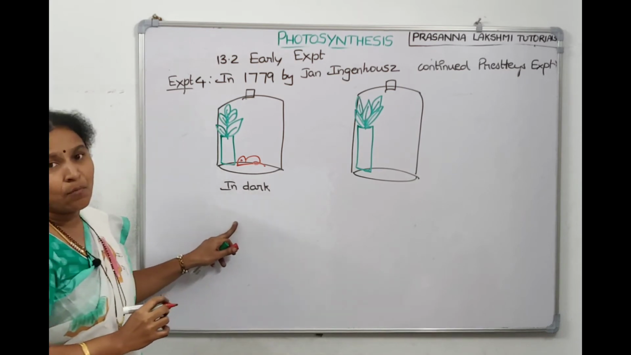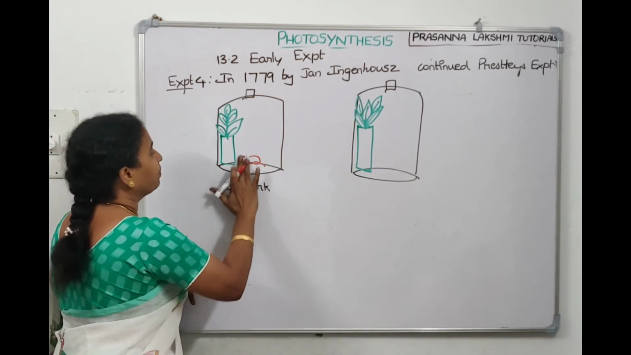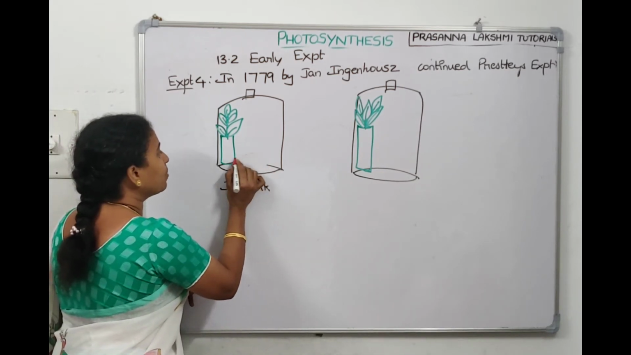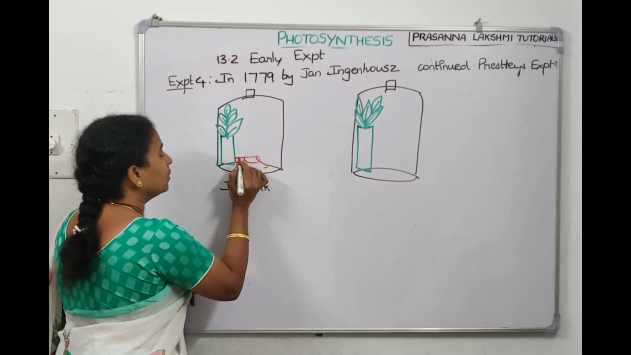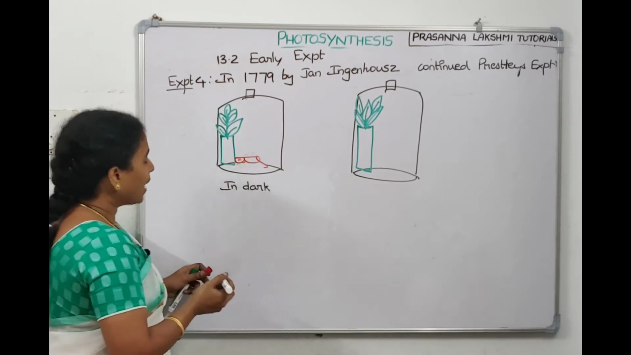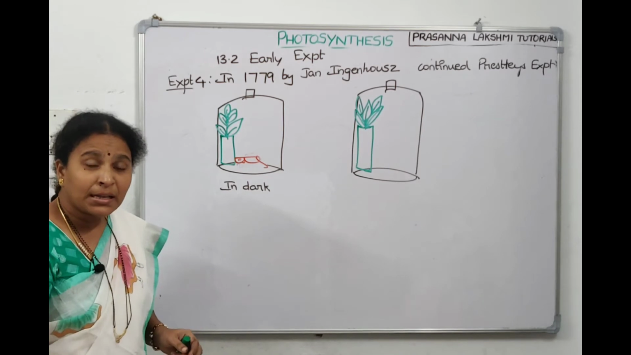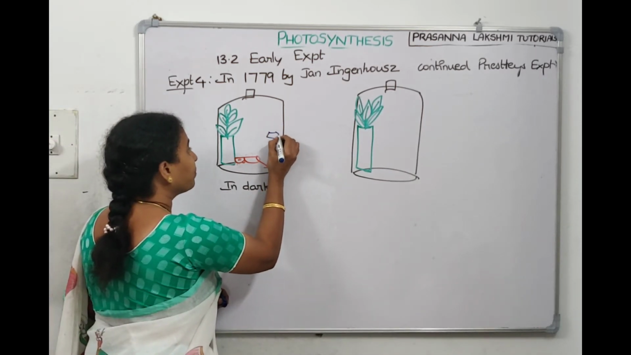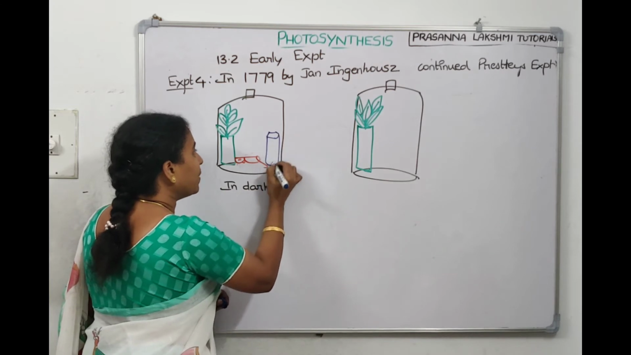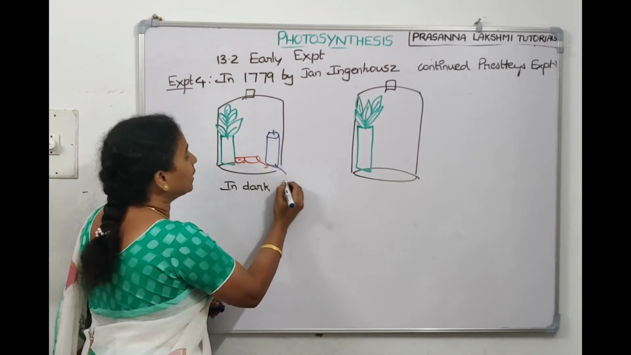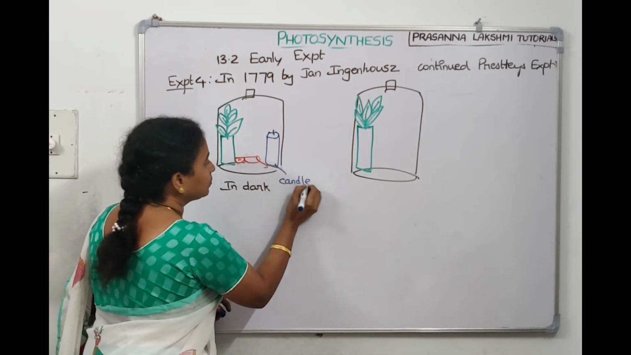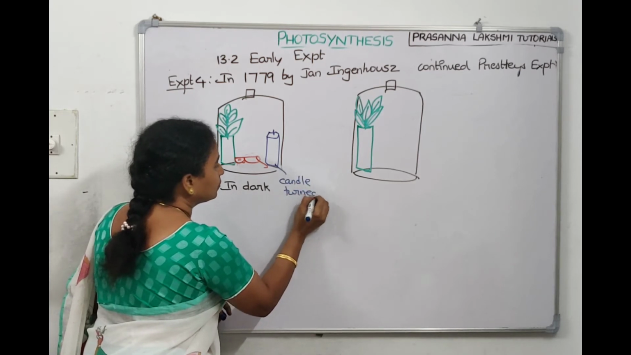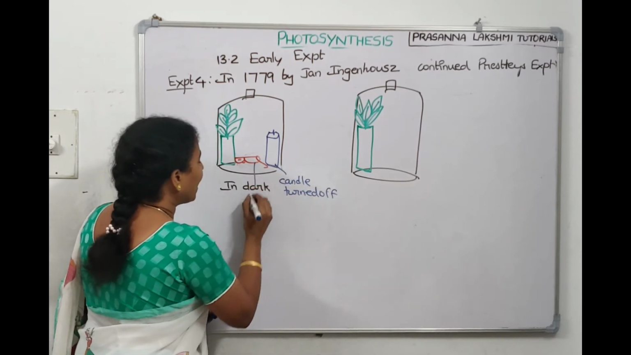Now in dark, what happens? The mice will die. And what happens to the burning candle? The burning candle also will turn off, even though the plant is there. Even though the plant is there, the candle turned off.